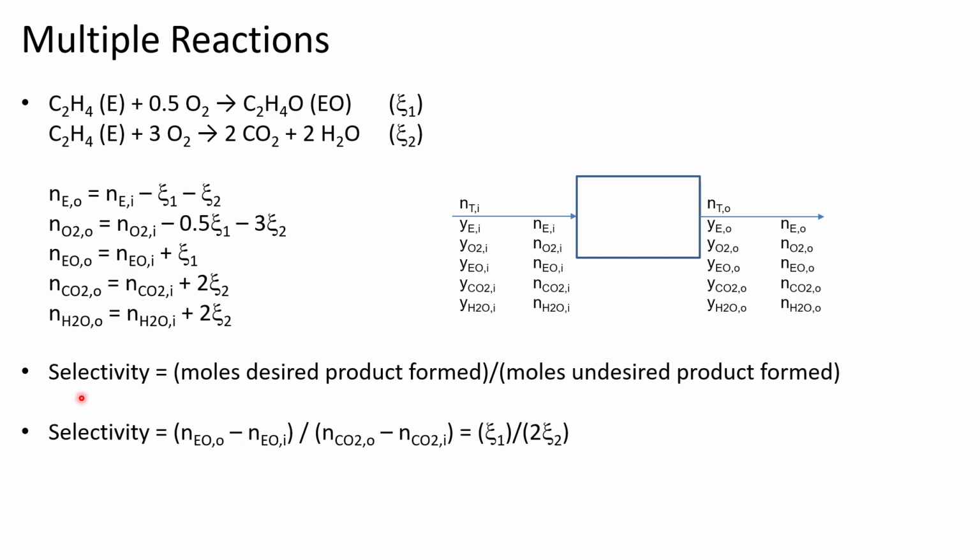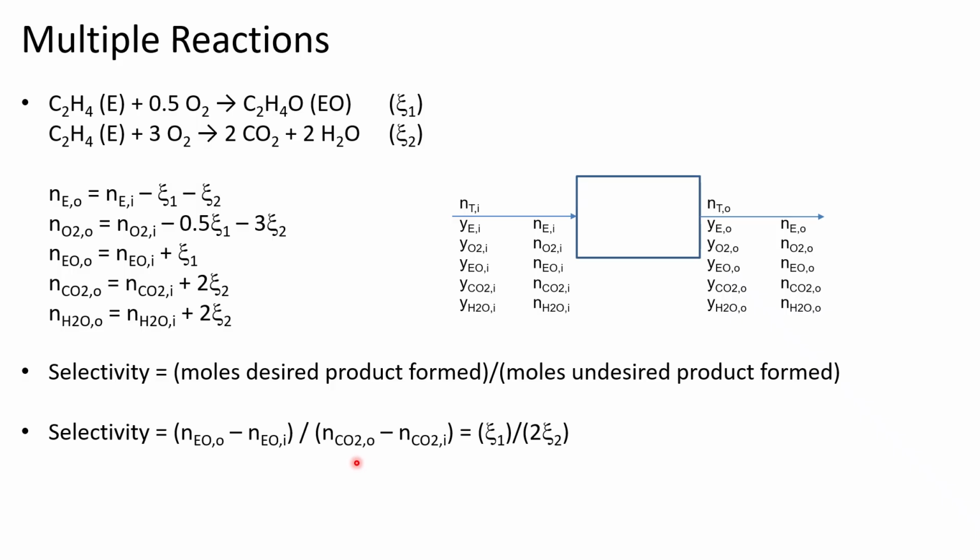Another term we're going to introduce is selectivity. This is defined as the moles of the desired product formed divided by the moles of the undesired product formed. Here, the moles of the desired product formed is just going to be, as we discussed in the previous slide, the moles of ethylene oxide out minus the moles of ethylene oxide in. This is the moles that were formed in the reactor. We'll divide that by the moles of the undesired product, and we'll use CO2 to represent the undesired product.